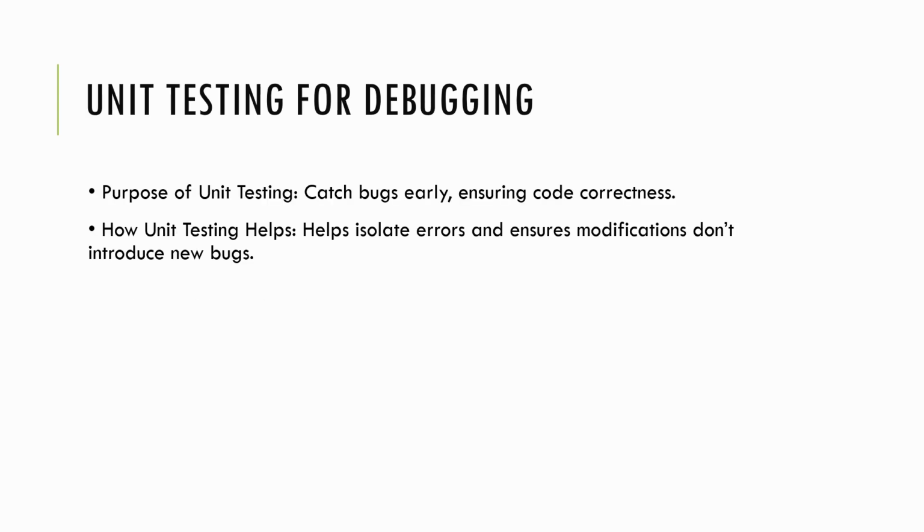Unit testing is another powerful technique for debugging. By writing tests for individual functions, you can catch bugs early, ensuring code works as expected. Unit tests also help isolate errors and they ensure that future changes to the code do not introduce new bugs.